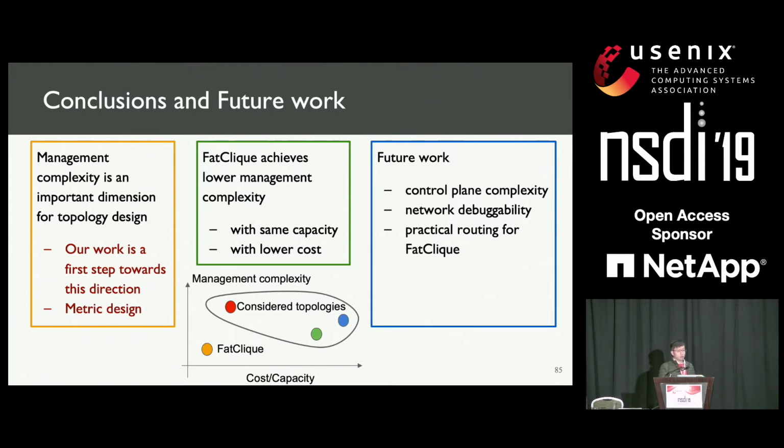We designed several metrics to quantify management complexity. Also, we used the principles we learned to design a new topology family, which is a better design than some previous designs. We hope to study other management aspects of topology design, for example, control plane complexity, network debuggability, and practical routing for FatClique. That concludes my talk. I'm happy to take questions.